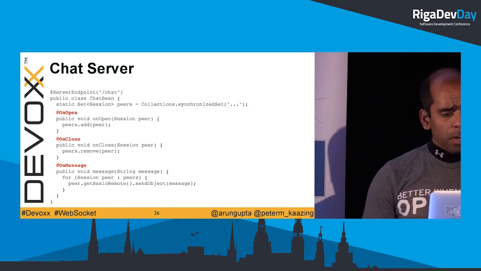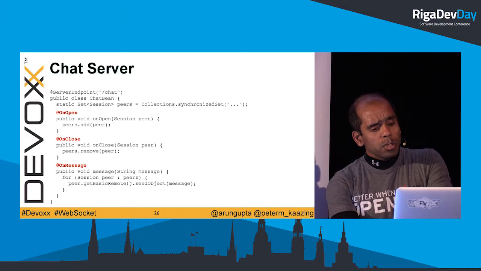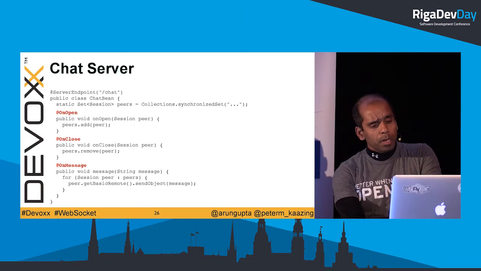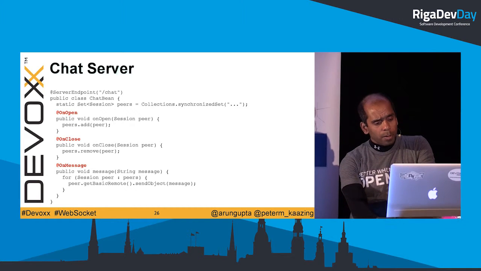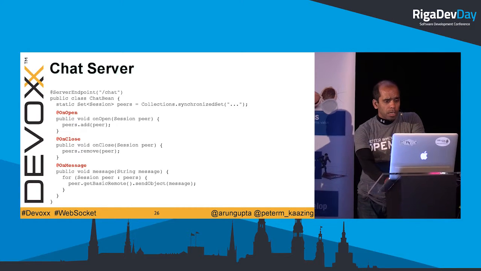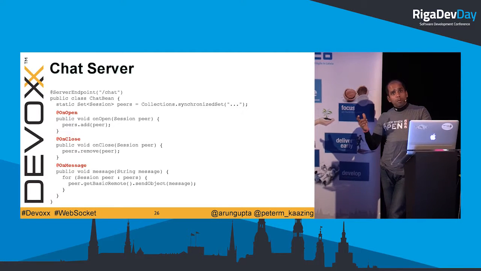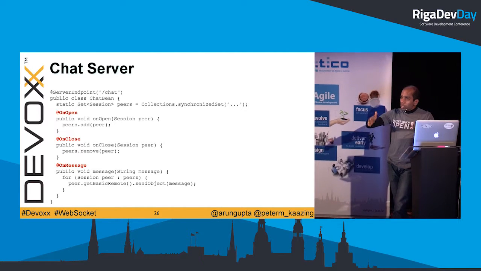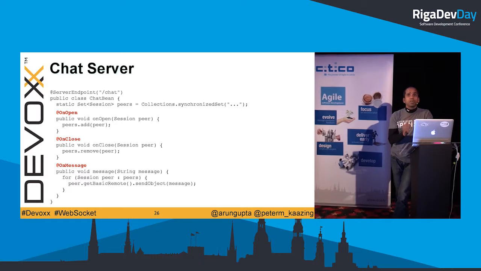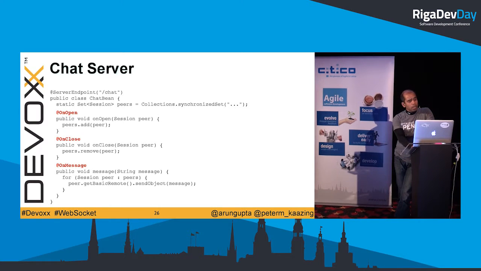So here is a simple look at my chat server. This is a chat bean. I have a server endpoint, where I specify the URI where the chat endpoint is listening. Now I have a static set. By default, it's a stateful protocol, so every time a client connects to an endpoint, a new instance of the class is created and associated with that client. But if you want any state sharing, you've got to make it static. So in this case, I'm making it static.